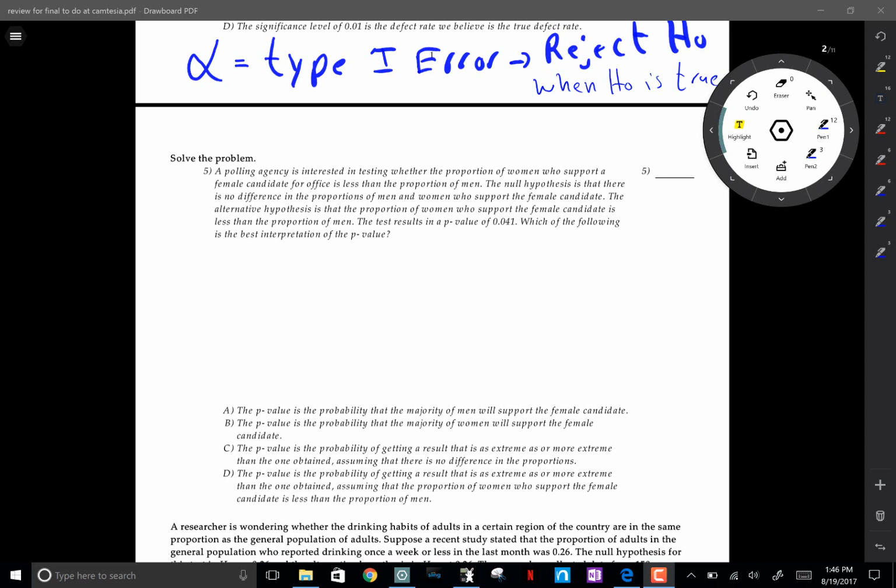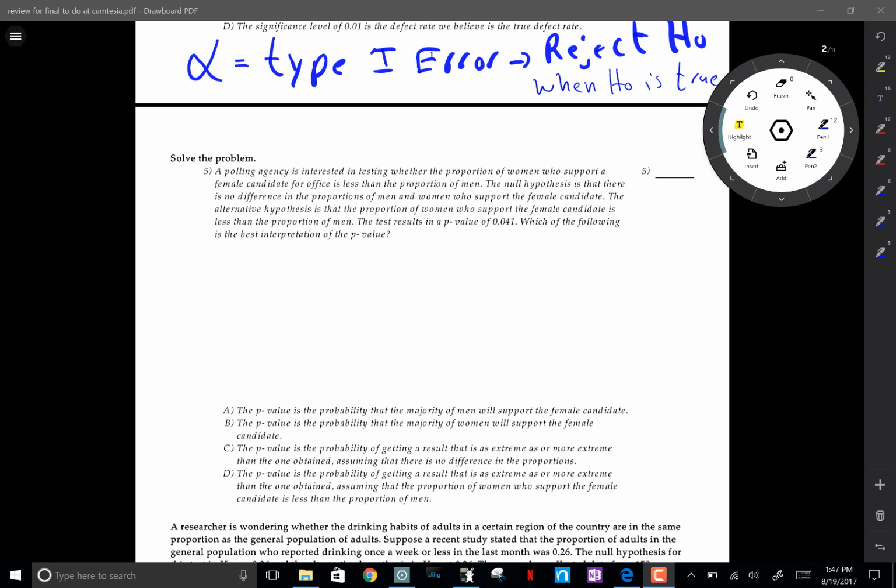Number five says, a polling agency is interested in testing whether the proportion of women who support a female candidate for office is less than the proportion of men. The null hypothesis is that there is no difference in the proportion of men and women who support the female candidate. The alternate hypothesis is that the proportion of women who support the female candidate is less than the proportion of men. Test the result of a p-value. Which of the following is the best interpretation of the p-value?